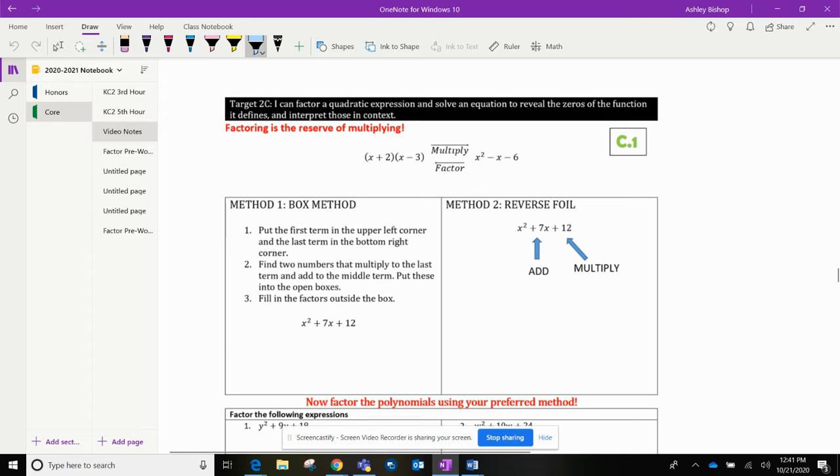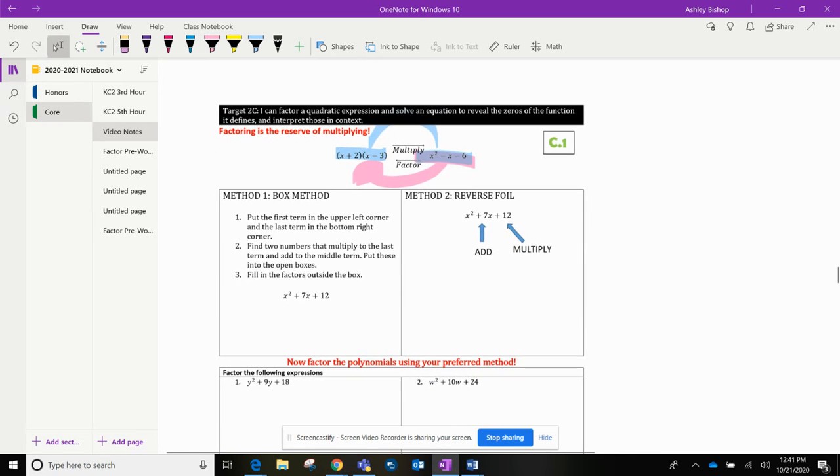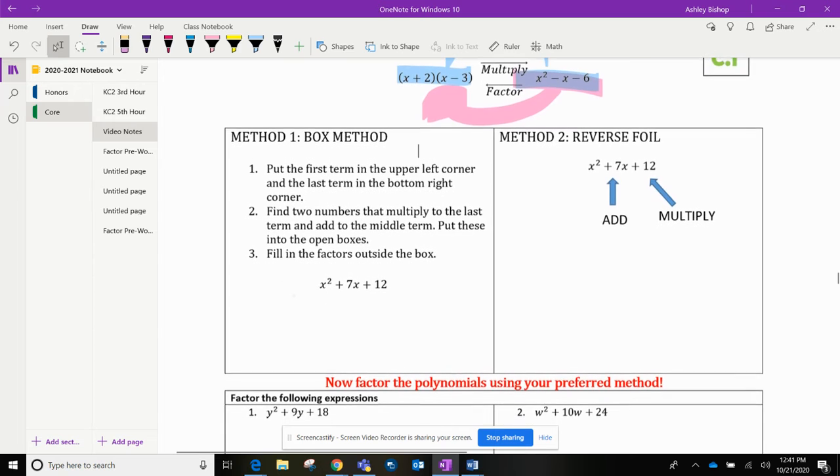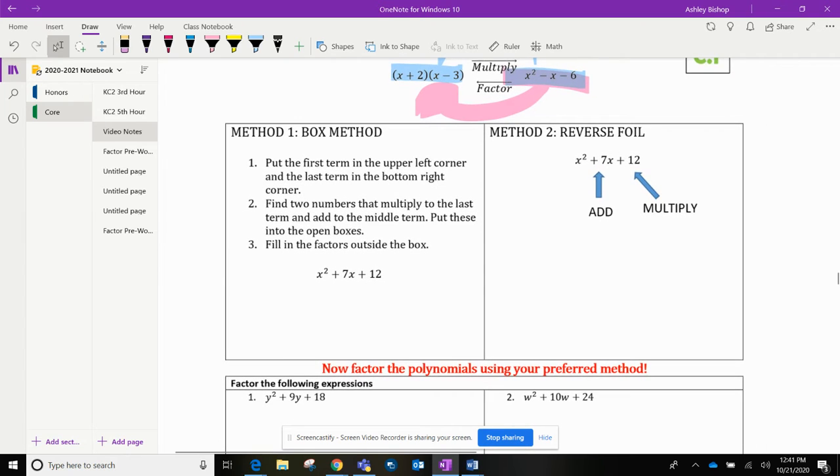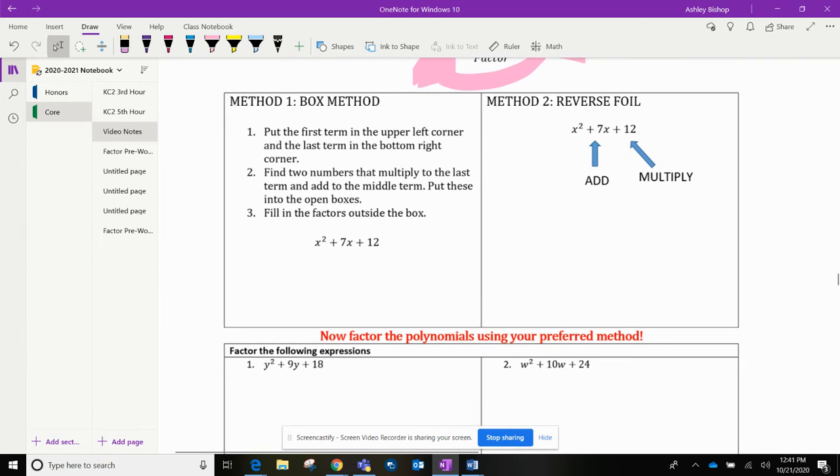So yesterday and in Target B, I gave you two binomials and you multiplied to get the answer. Today, I'm going to give you the answer, and you're going to factor to give me the two binomials that make that happen. We still have two different methods that we can use. We have a box method and we have a reverse FOIL method. I'm going to walk you through both of them, and then you can decide which one you would like to do. So in the box method, we're going to draw a box again.